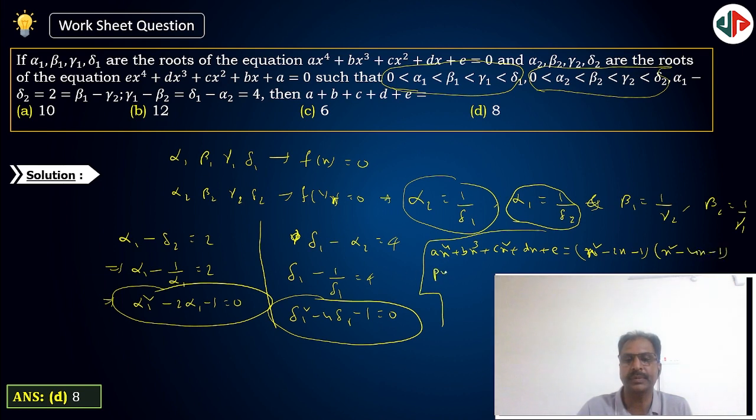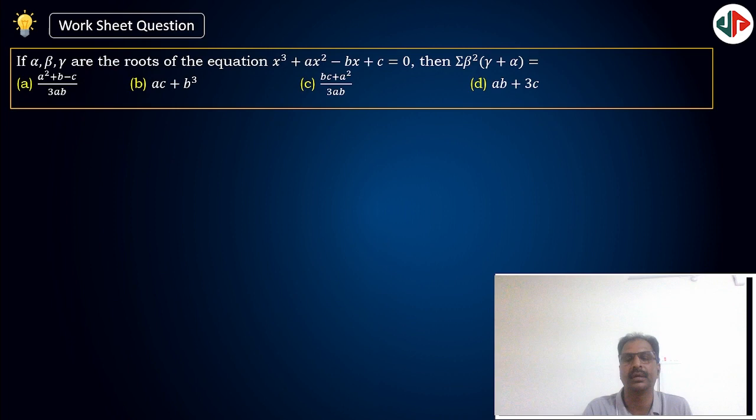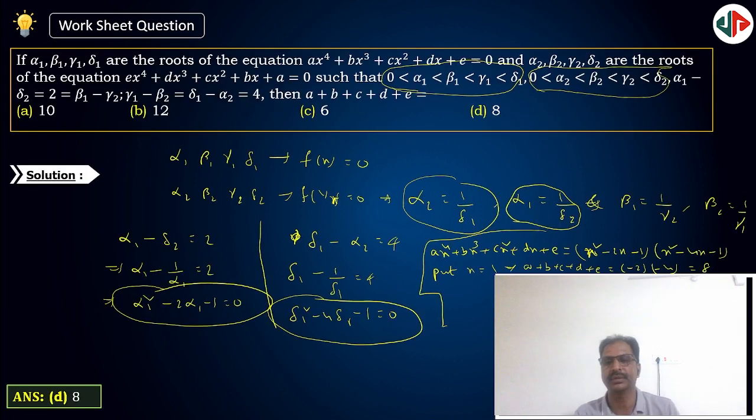To get a plus b plus c plus d plus e, put x is equal to 1. If you put x is equal to 1, then what you get? A plus b plus c plus d plus e is equal to, x is equal to 1 in right hand side, you get minus 2 here, minus 4 here. So final answer will be 8, option D. Option D is the correct answer.